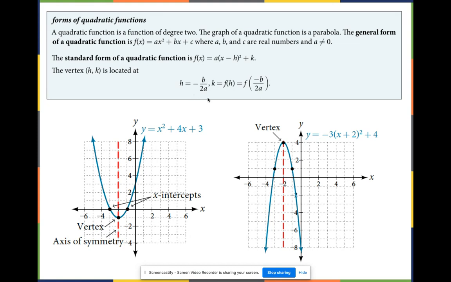Okay, and there is another equation to find the y value, but it's very complicated and not worth memorizing, because once you know the x value, you can always plug it into your equation to find the y value. Right? The y value is f of minus b over 2a.